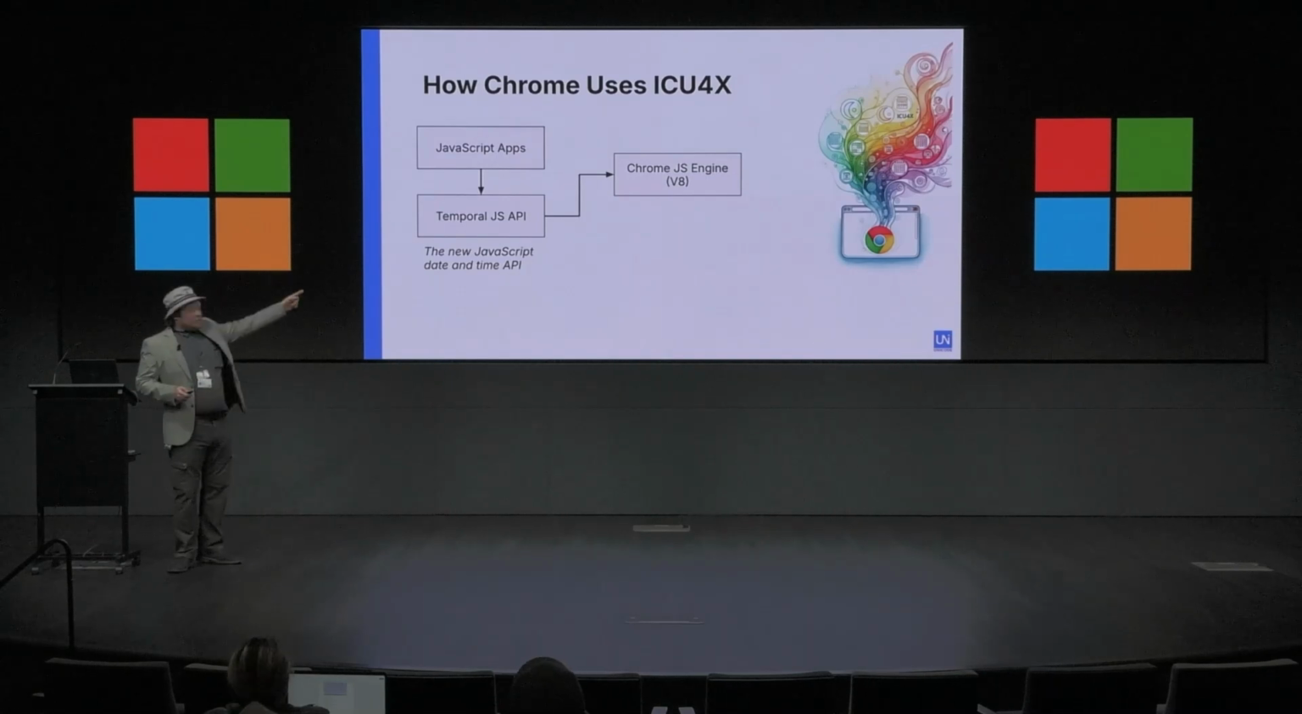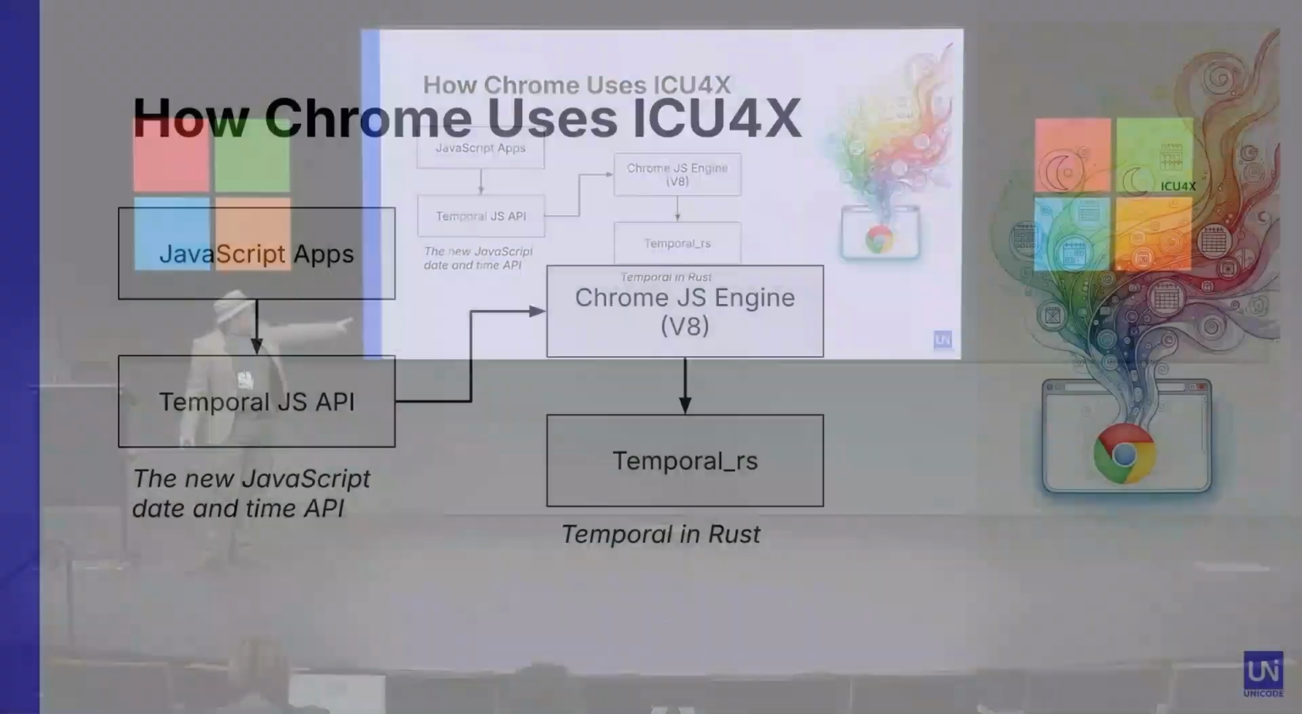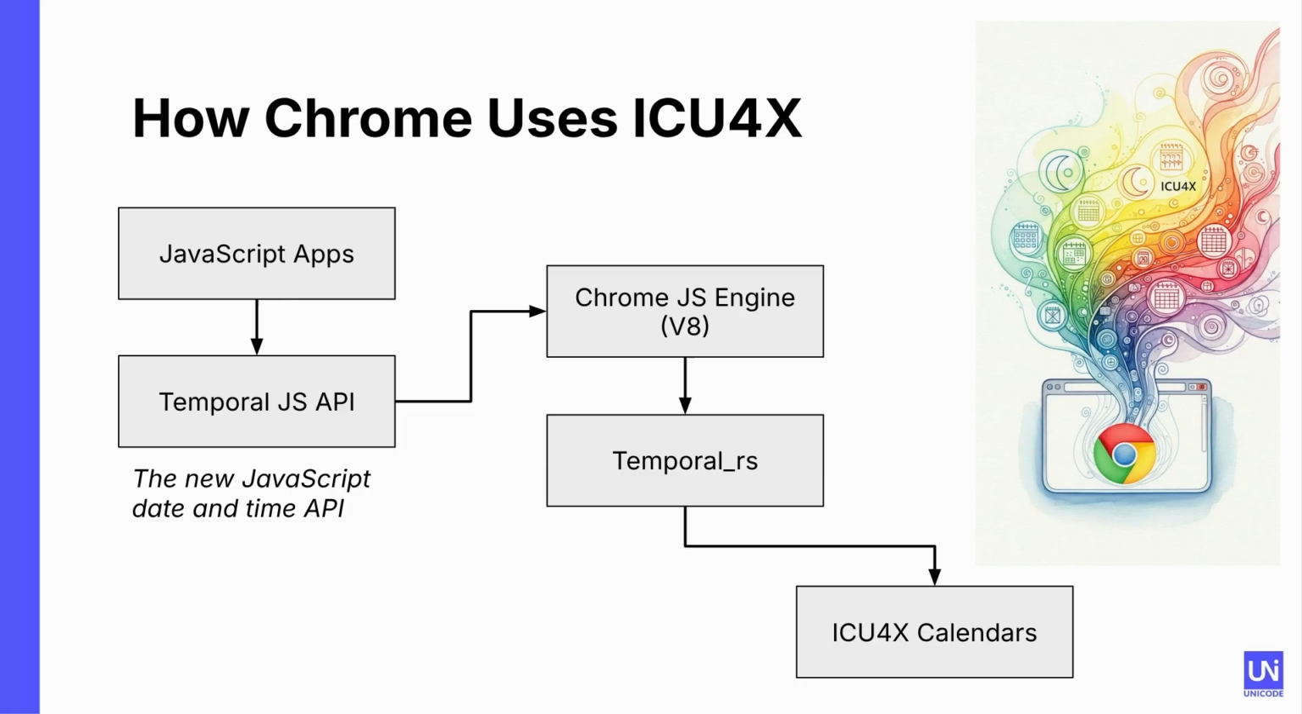But how does Chrome implement it? Chrome implements it using this library called Temporal RS, which is Temporal written in Rust. And Temporal RS uses, surprise, ICU4X in order to do its non-Gregorian calendar calculations.